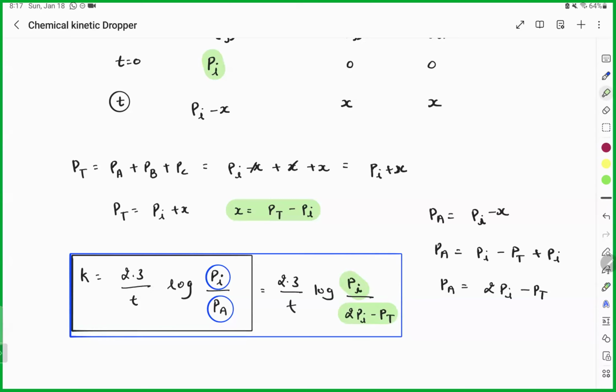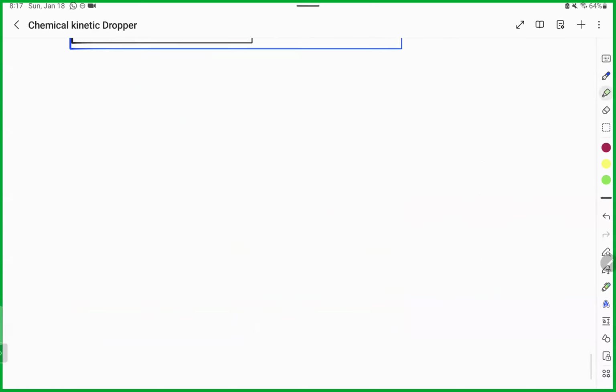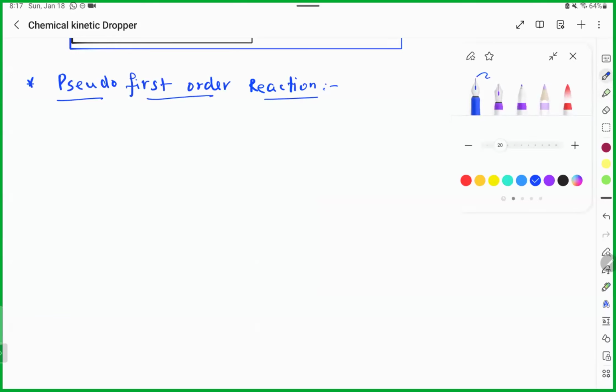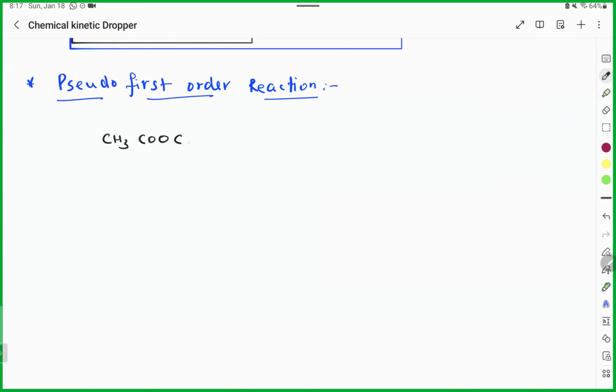Sometimes you have a pseudo first order reaction. What does it mean? Pseudo first order reaction. Actually the reaction is second order, but it looks like first order. Example, if you take CH3COOC2H5.